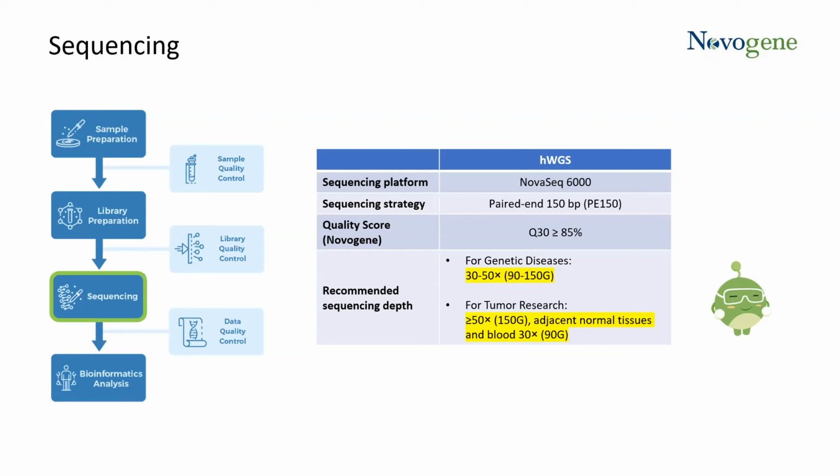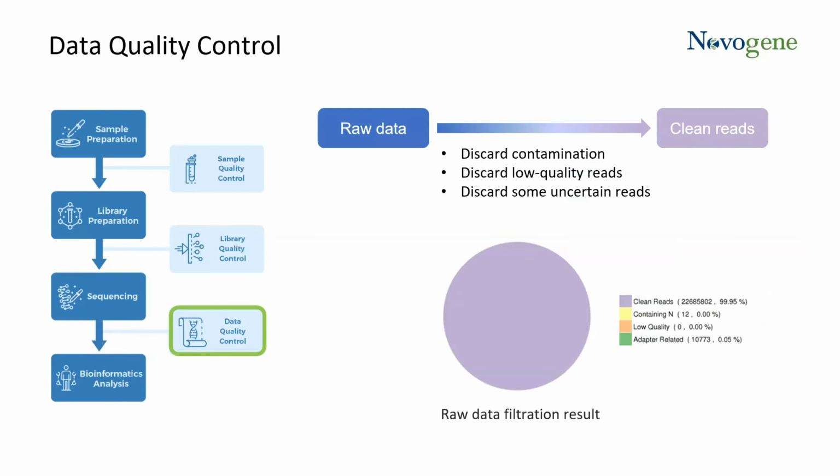When the sequencing is done, we will also perform what we call the data quality control. In this step, we will discard any contamination, low quality, and uncertain reads in order to make sure that all the downstream analyses are done using only high quality data. You can see in the pie chart that the great majority of reads in this example are clean.